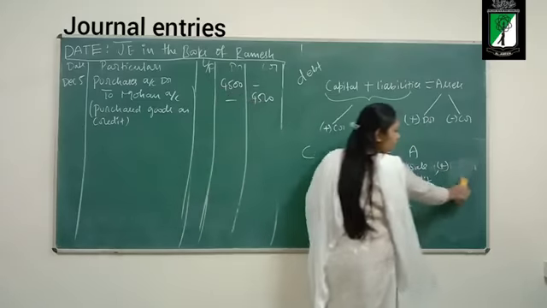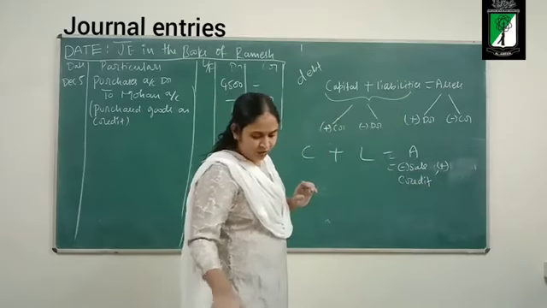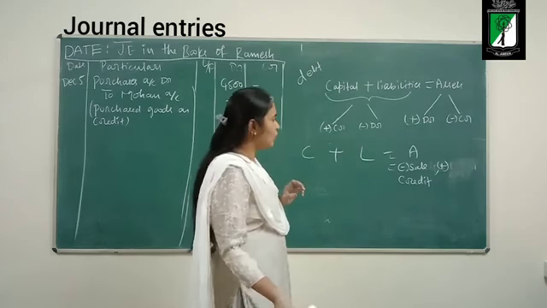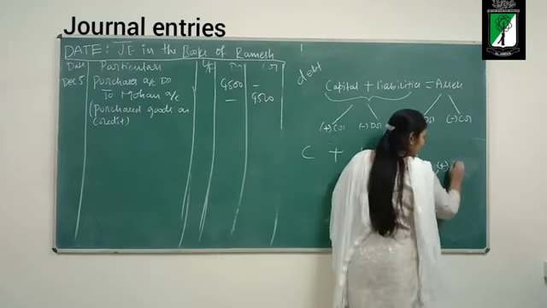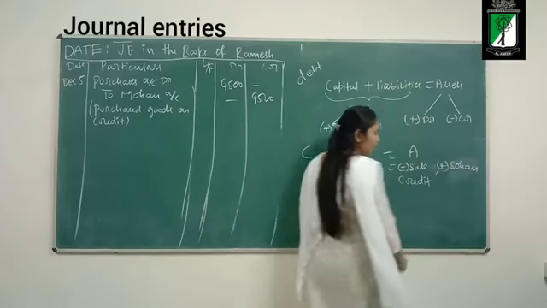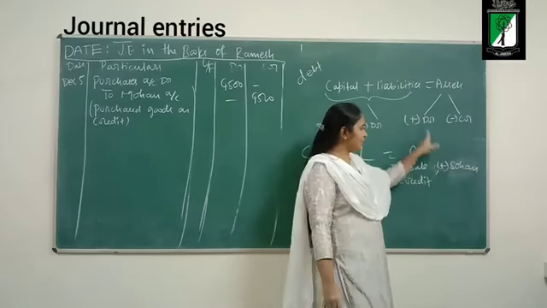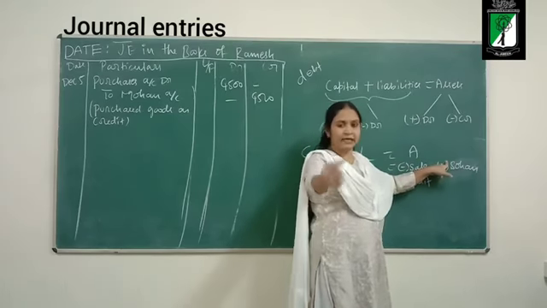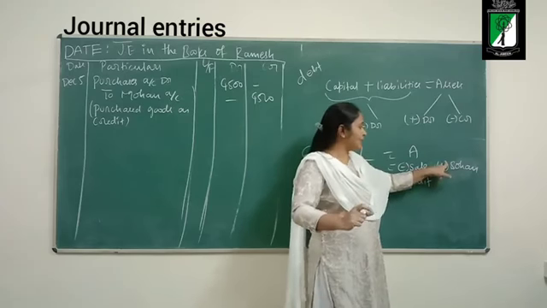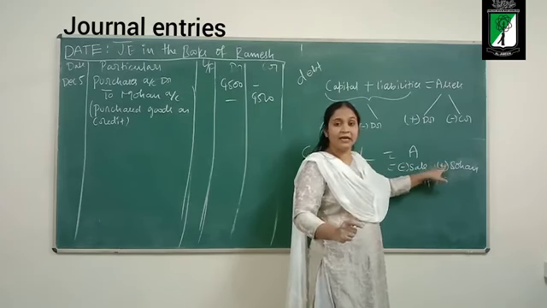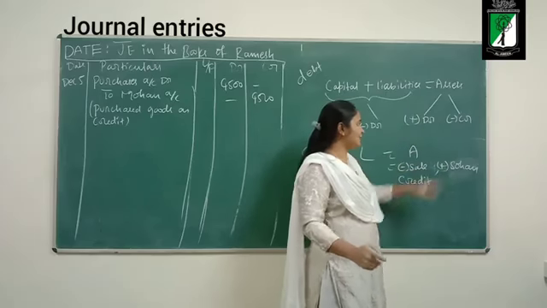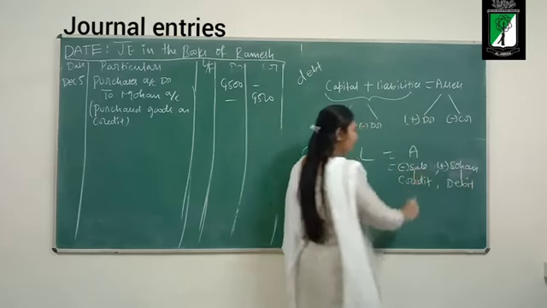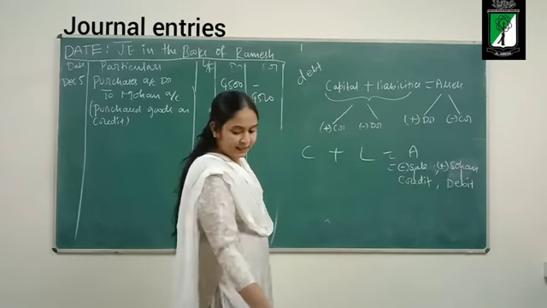What is the name of the customer to whom the business is selling goods? Sohan. So I will write the name of the customer. Increase in asset should be debited. When the business sells goods on credit, it results in the creation of the debtor, and debtor is an asset. Increase in asset should be debited. So debit Sohan account and credit sales account.